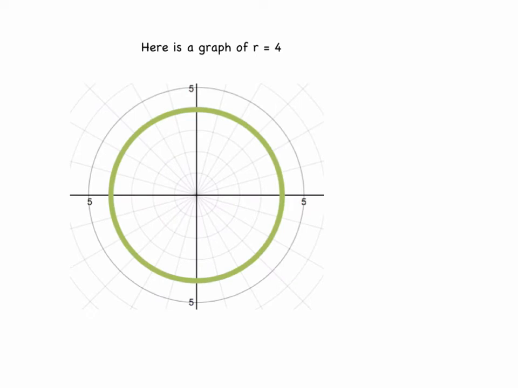If you graph the equation r equals some number, that is going to be a circle that's centered around the pole, the center of that graph, the origin. And the radius of that circle is just whatever the number is. So if I'm graphing r equals 4, then the radius equals 4. Nice, short, and sweet.